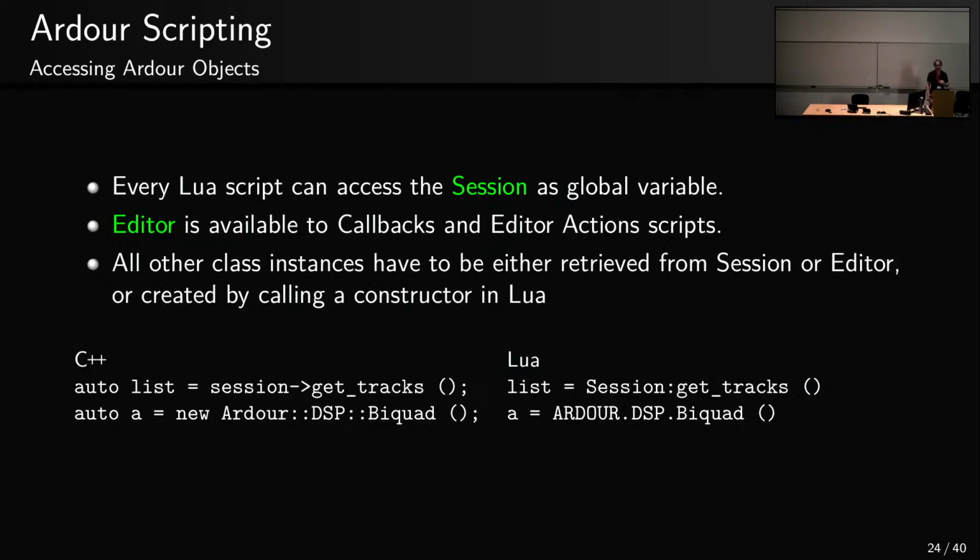All those instances come from specific functions, either from the session or from the editor, which are global variables in Lua. For everything else, you need to ask a C++ function to create the class for you. Here you already see there are double colons in C++ for constructors, and in Lua there are just dots. It's just a different syntax to get used to if you're coming from C++.